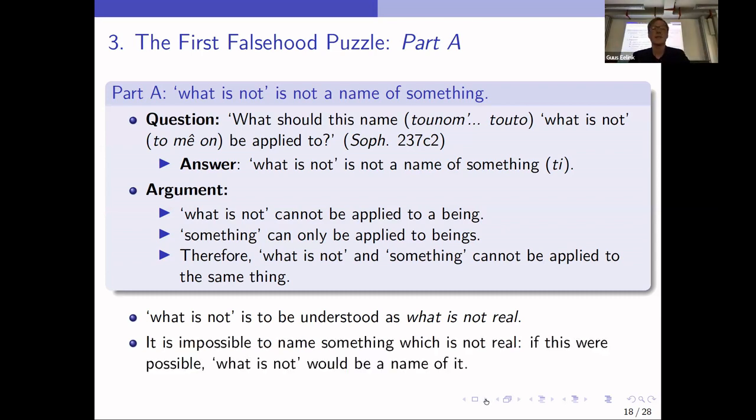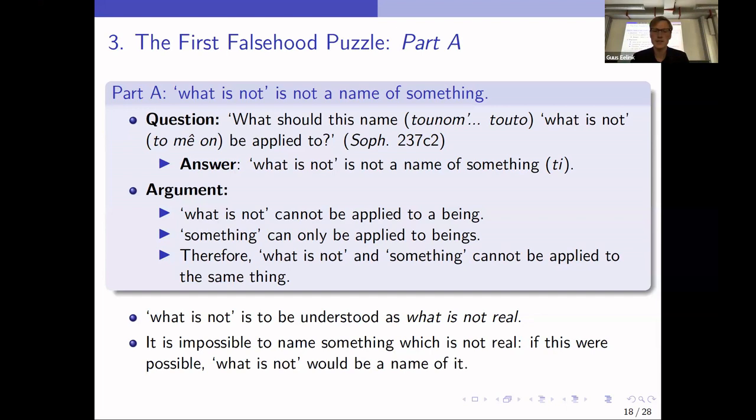Now, it seems to me that an important implication of the conclusion of this argument is that it is impossible to name something which is not real. And why is this an implication? Well, suppose that it were possible to name something which is not real, then the phrase "what is not" would be a name of that thing. But the argument has excluded that the phrase "what is not" is a name of something.